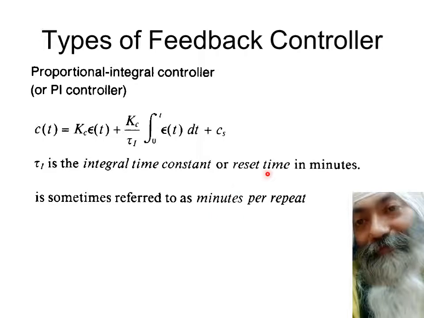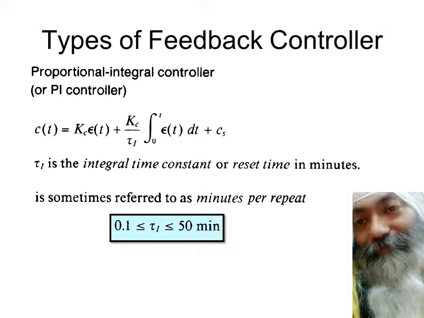Say if it's 5 minutes, it means that it takes 5 minutes per repeat. What's going to repeat, you will get to know. So this is the term used: integral time constant in minutes, or minutes per repeat. The reciprocal of that will be repeats per minute. We will get to that also. But right now, you focus on this term as such. And the value of tau I can be as low as 0.1 minute. It can be as high as 50 minutes depending upon the requirement.